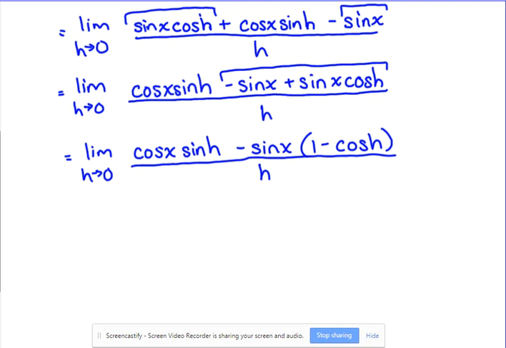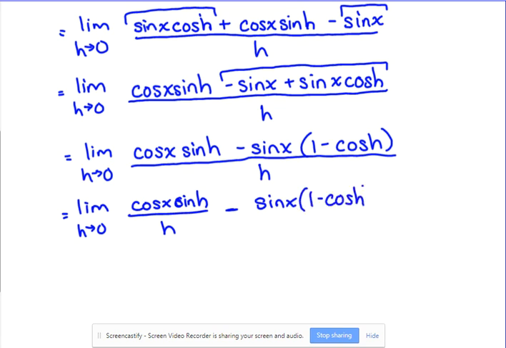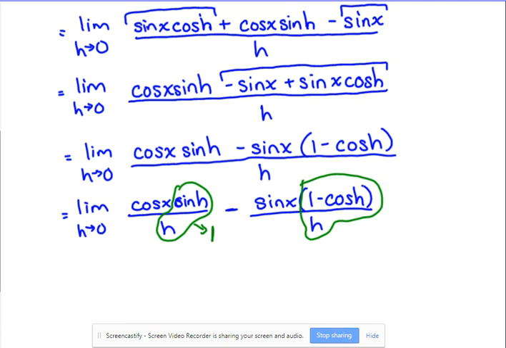Now what I'm going to do is decompose this fraction, so I'm going to split it up. The first part is cosine of x, sine of h, over h, minus the sine of x times 1 minus the cosine of h, over h. The reason I did that is that now look at what we've got here. That's our special limit. What was this limit equal to? That limit was equal to 1. This limit was equal to 0.